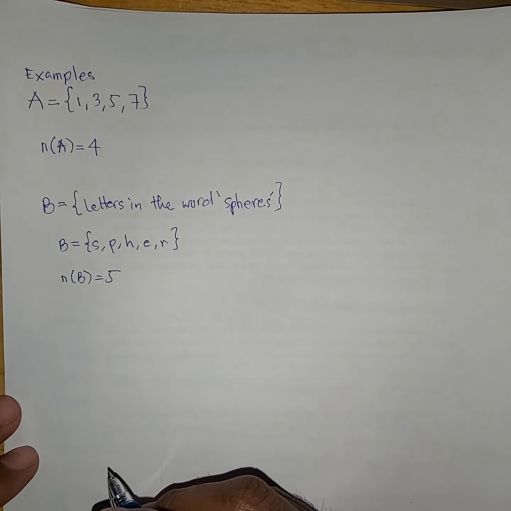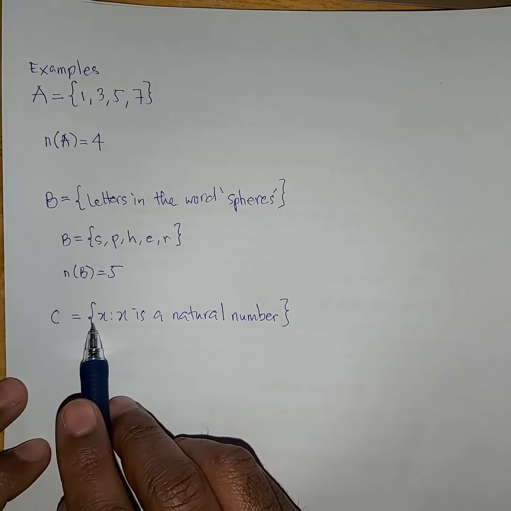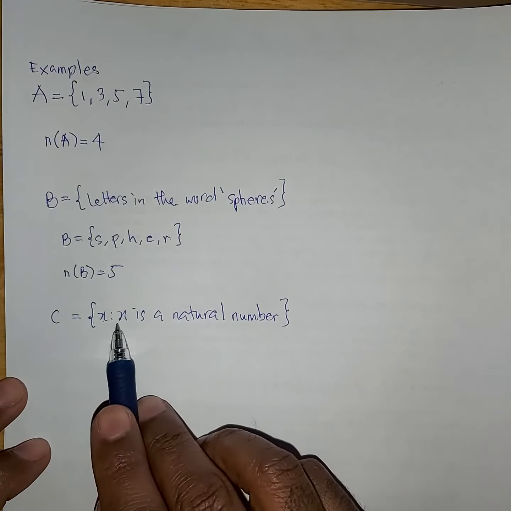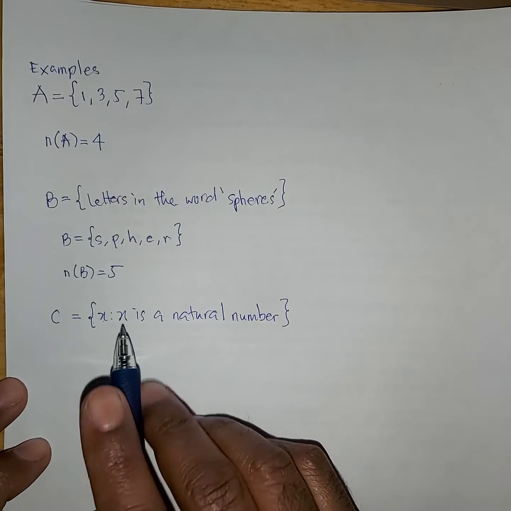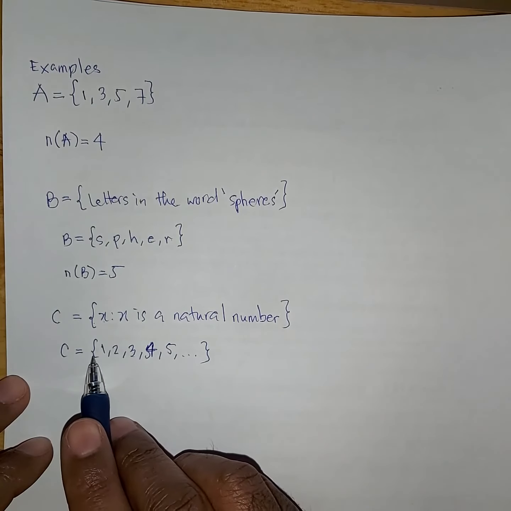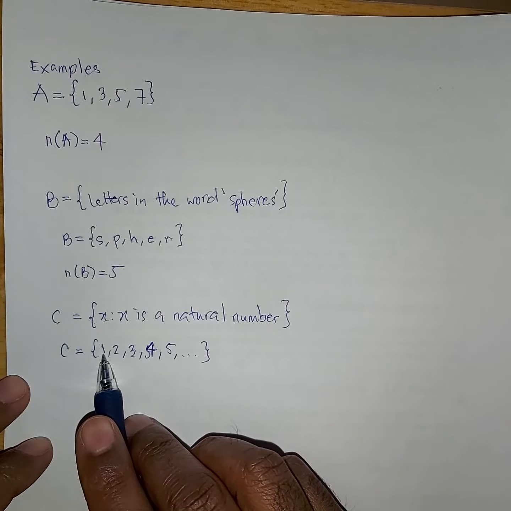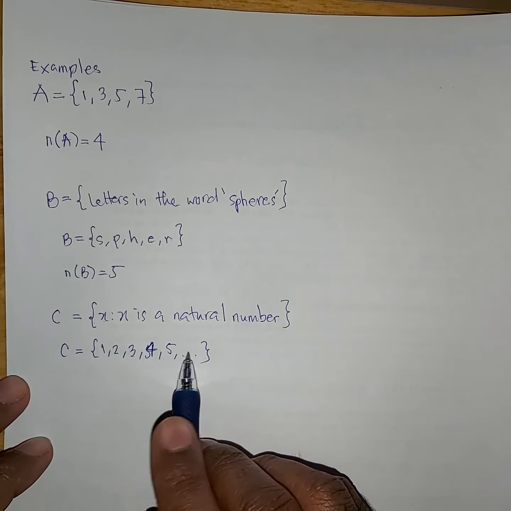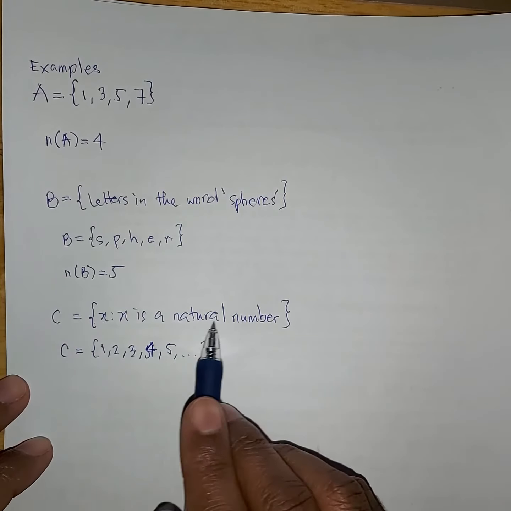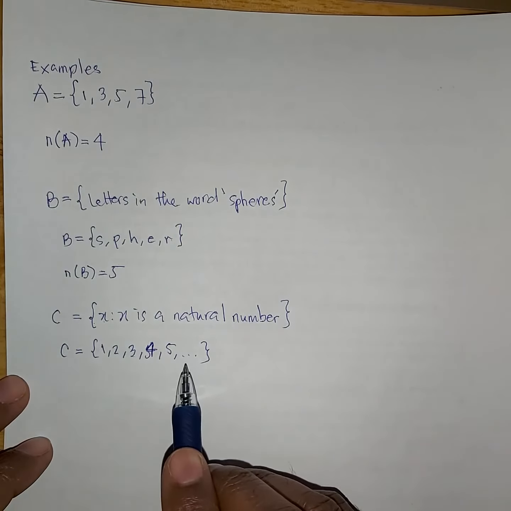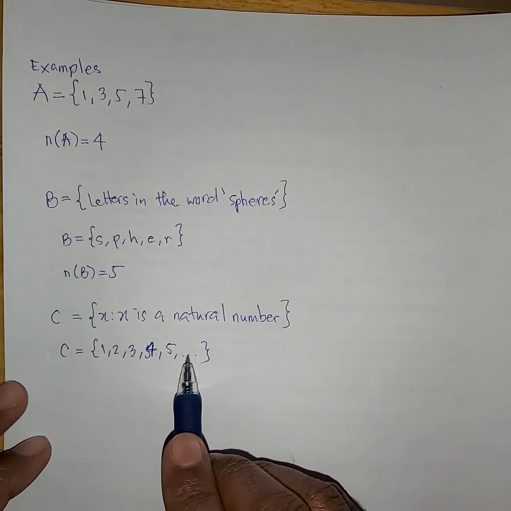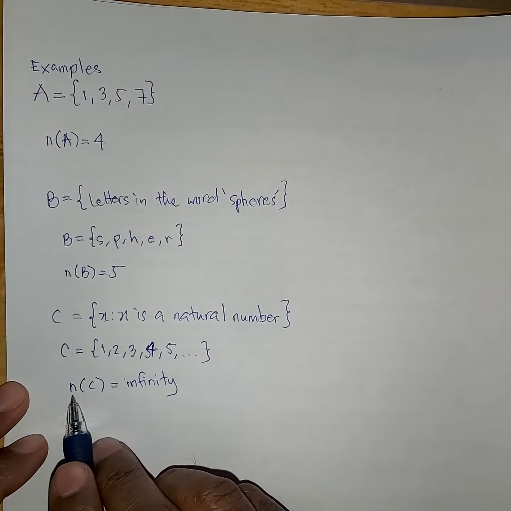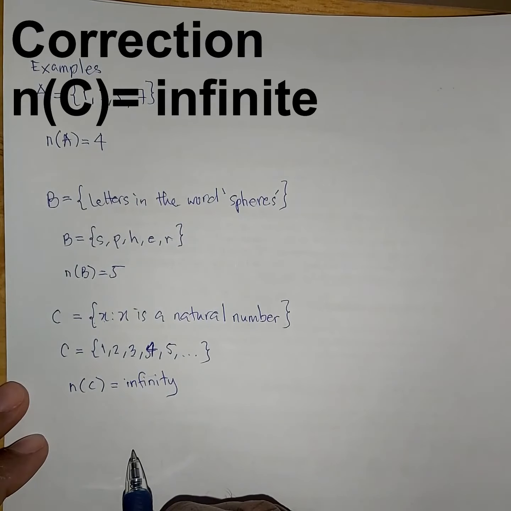You may look at another example. C is equal to the set of X such that X is a natural number. Now you may write this set in roster form. Set C is equal to {1, 2, 3, 4, 5, 6, and so on}, because we define X as a natural number, so it includes all natural numbers. The number of elements in set C will be infinity.